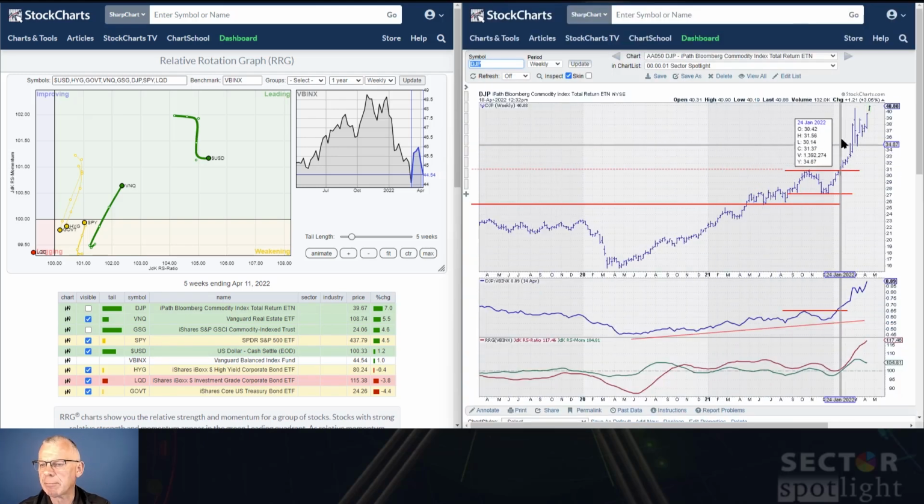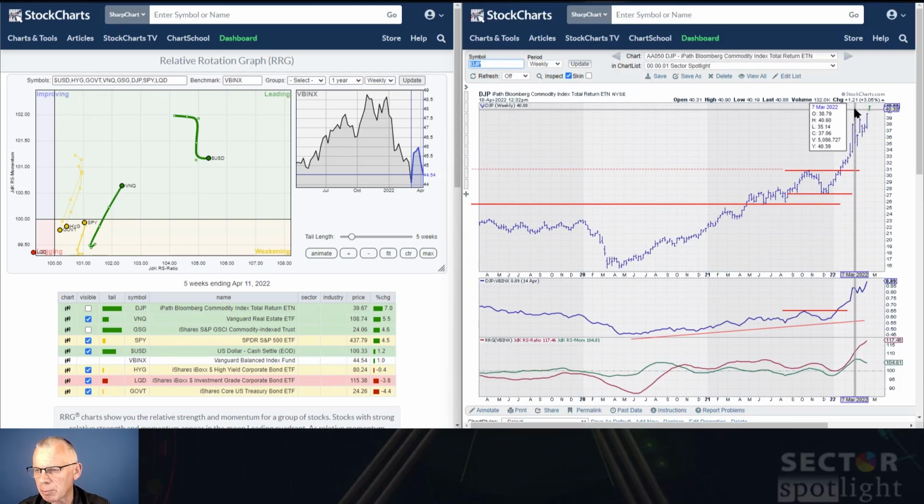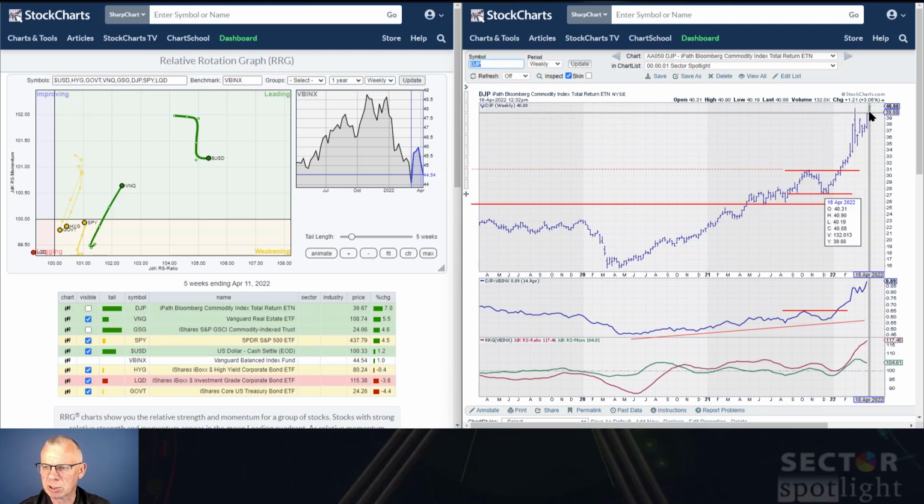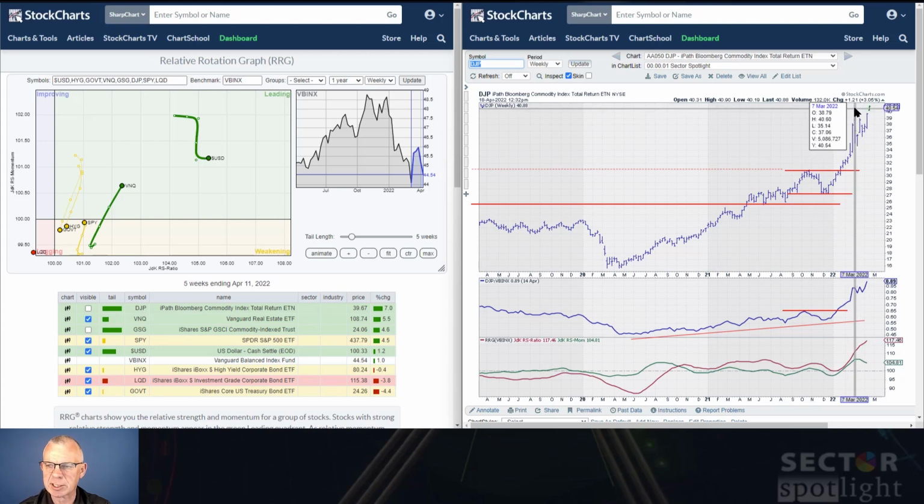Then you see that we had that little break and we're now breaking to new highs. So DJP today is actually breaking to new highs. This is a weekly chart, so this is only today's price action. We were definitely challenging the previous peak, and it looks as if we're going higher. Look at the relative strength here.